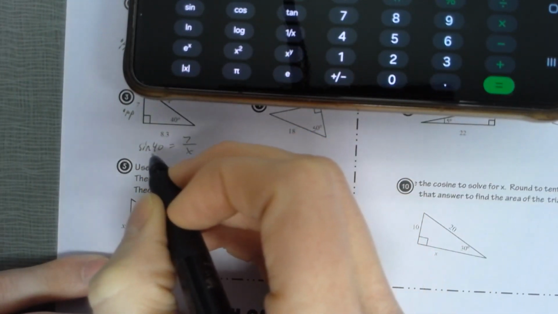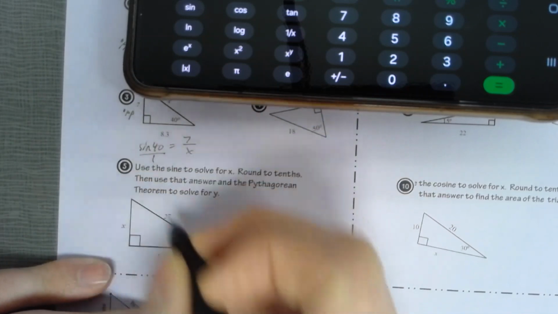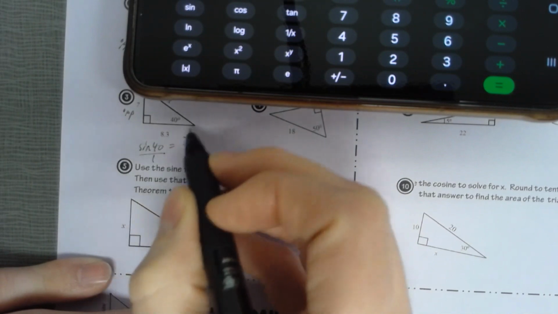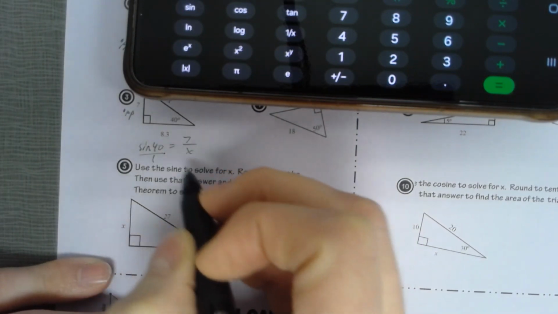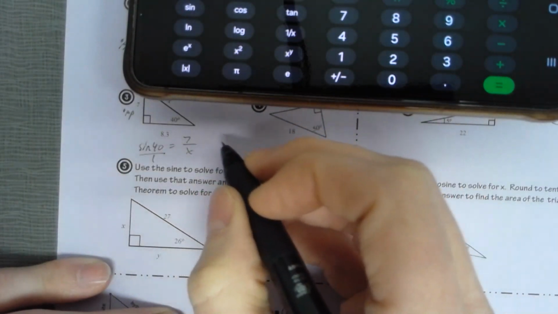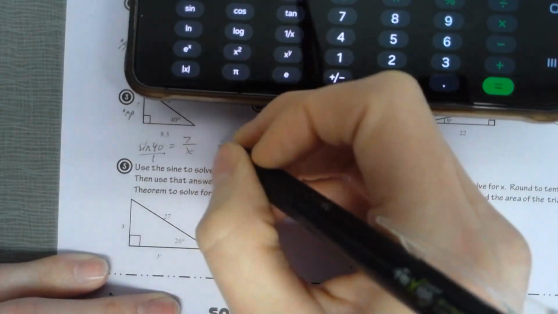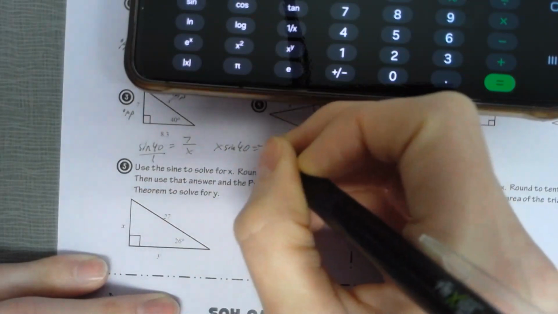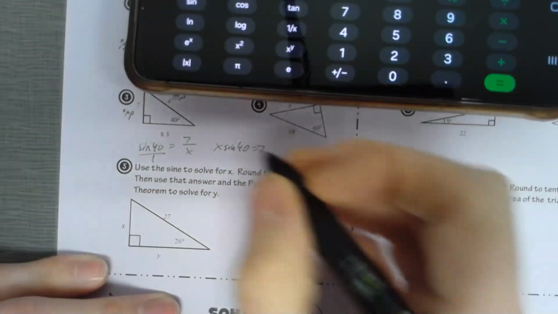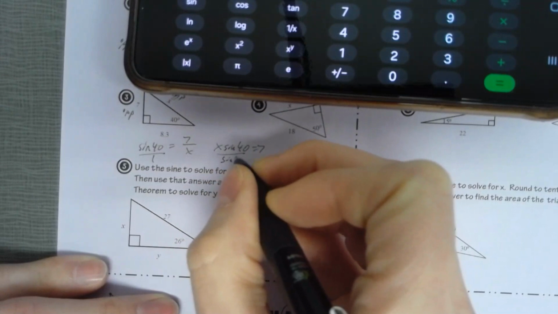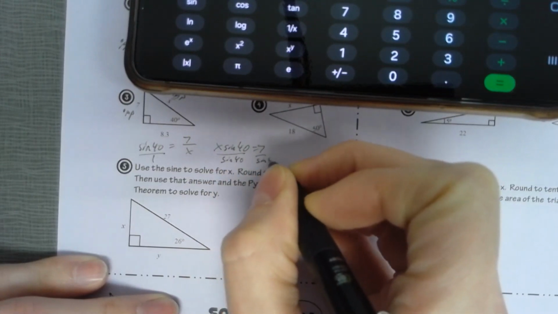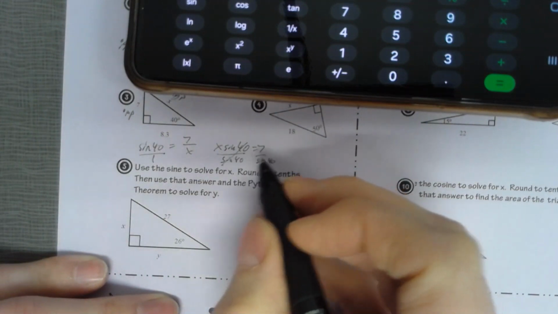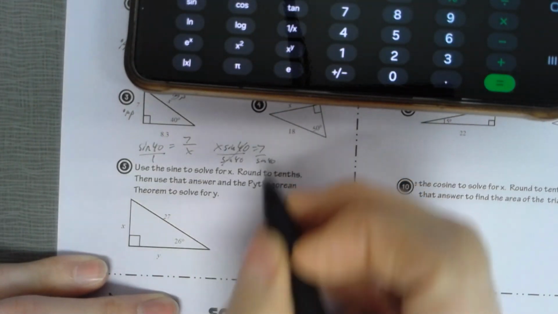So we can treat this side of the equation also like a ratio. Anything over 1 is itself. So sine of 40 over 1 equals 7 over x. And then we can use the cross products, just like we do in any other similar figure. X times the sine of 40 is equal to 7 times 1. And then we can divide by the sine of 40. Divide by the sine of 40. So that cancels that out there. So take x divided by the sine of 40.